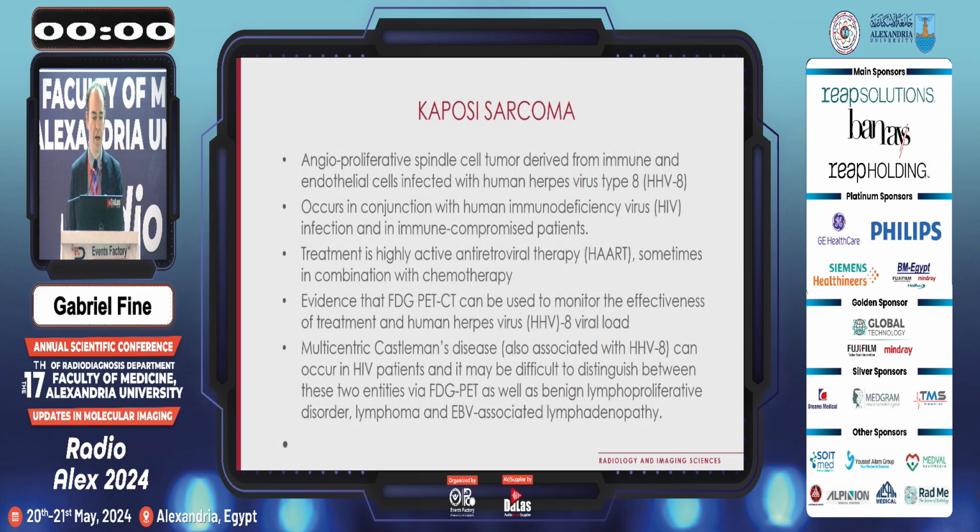Kaposi's sarcoma is an angioproliferative spindle cell tumor derived from immune and endothelial cells infected with HHV8, or human herpesvirus type 8. It occurs in conjunction with HIV and in immunocompromised patients. Typically you treat with HAART, or highly active antiretroviral therapy, and sometimes in combination with chemotherapy. There's evidence that FDG PET-CT can be used to monitor the effectiveness of treatment and HHV8 viral load. And multicentric Castleman's disease, which is also associated with this, can occur in HIV patients, and it can be difficult to distinguish between the two entities on FDG PET-CT.